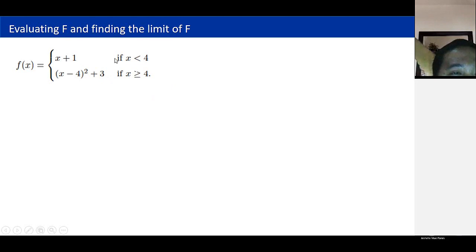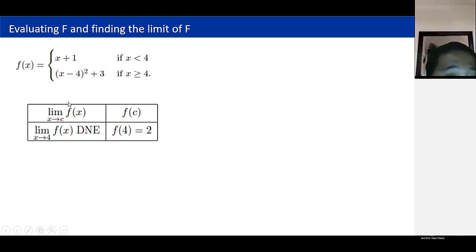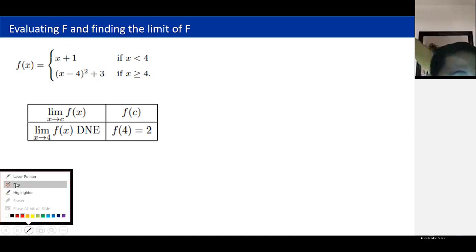So, it means dito ang limit sa left ay 5, ang dito ay papunta ng 3. That means they are not the same. It means hindi po siya, does not exist ang ating limit. And then kung i-direct substitute natin ang 4, kasi na dito ang equal, ang result ay 3. Hindi po ito 2. That is 3.